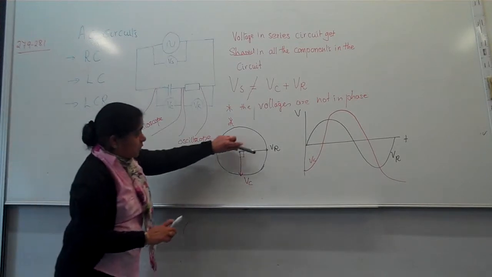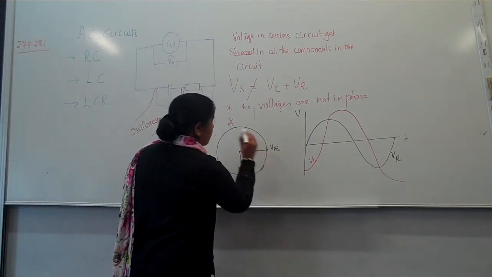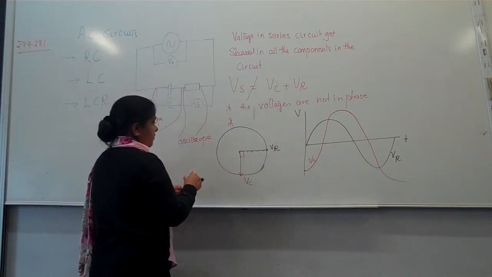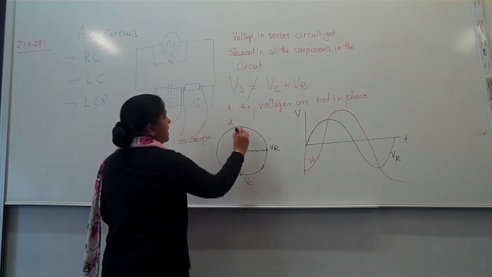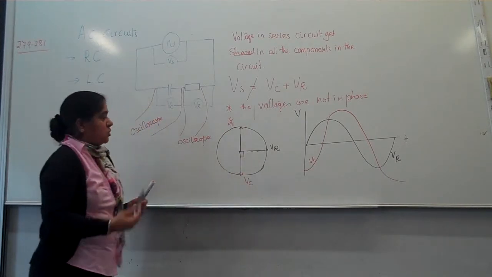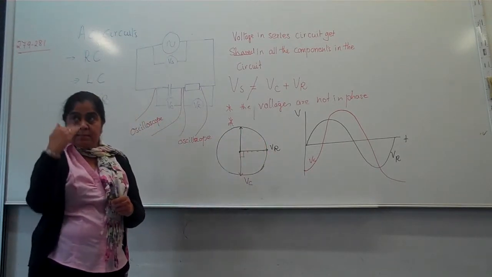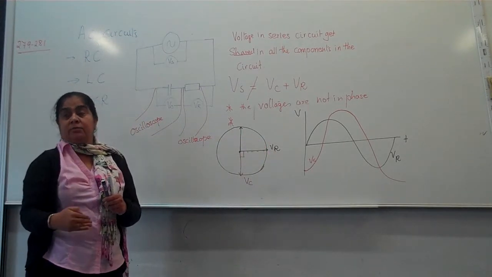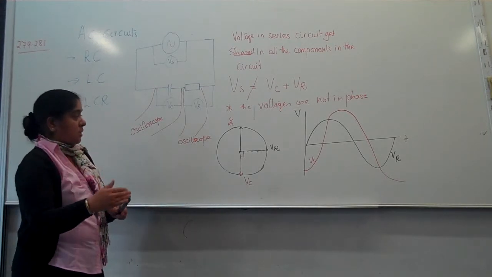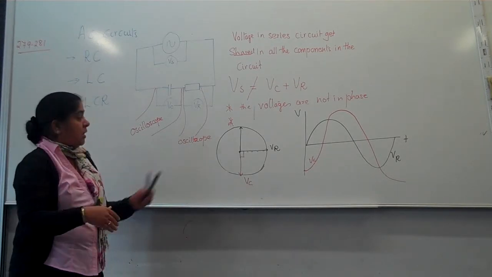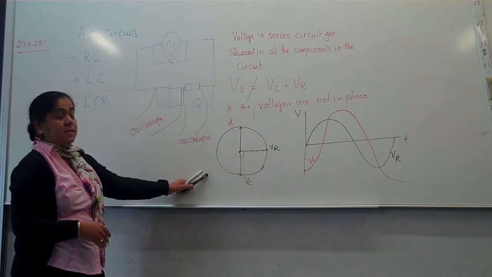When this one is going to reach here, then VR will reach its maximum value. So it's all the time lagging behind the voltage of the resistor by 90 degrees. Okay, and if we look at the supply voltage, how will we get the total from here?